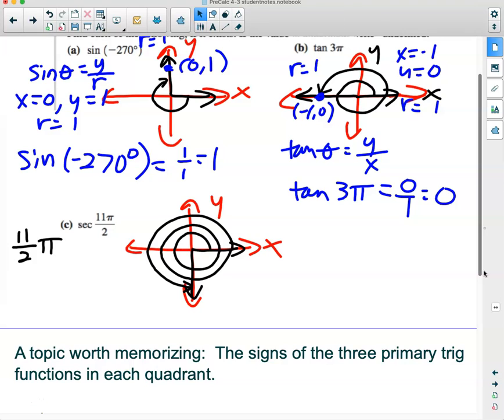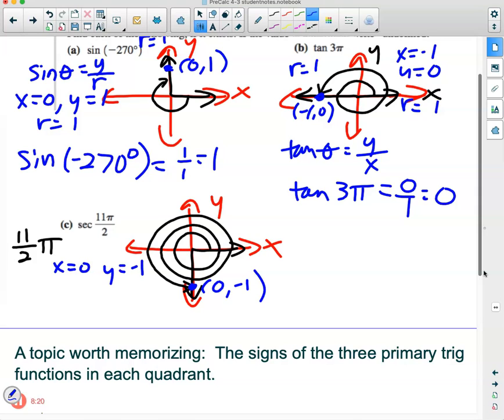What nice point should we pick? Yeah, sticking with that thinking of the unit circle. So that means my x is 0, y is negative 1, but if we constantly use the unit circle, r will always be 1.